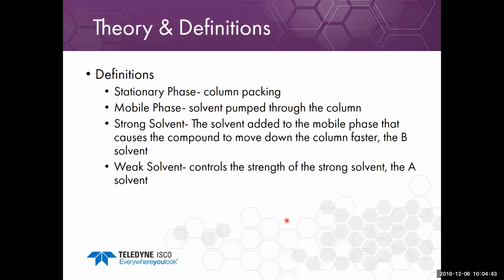We're going to spend a little bit of time on some definitions and theories. The stationary phase is the column packing, and it is not supposed to move. The mobile phase is the solvent that's pumped through the column. We have a strong solvent which is added to the mobile phase that causes the compound to move down the column faster. You will also hear it termed the B solvent. The weak solvent controls the strength of the strong solvent, and is the A solvent. For reverse phase, water is usually the weak solvent, with methanol or acetonitrile being the strong solvent.